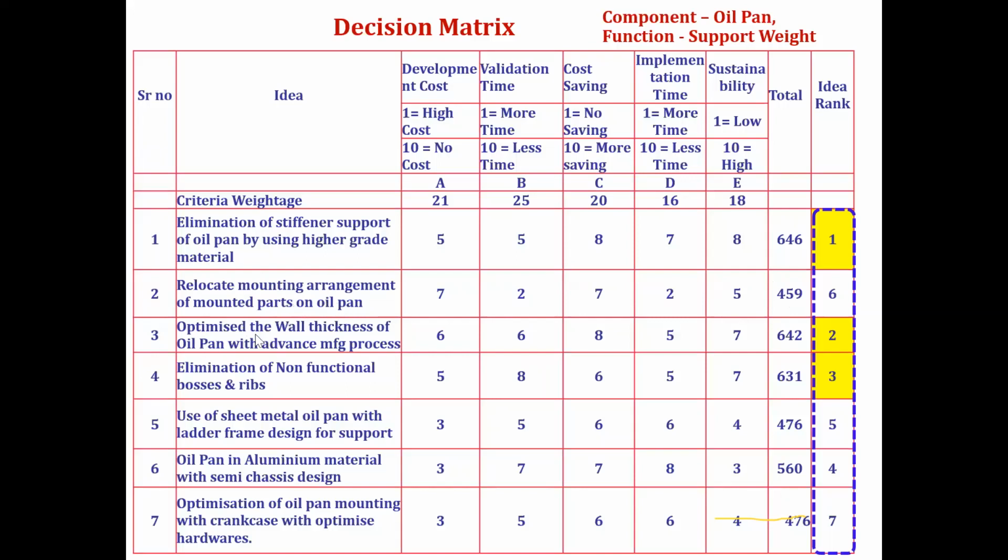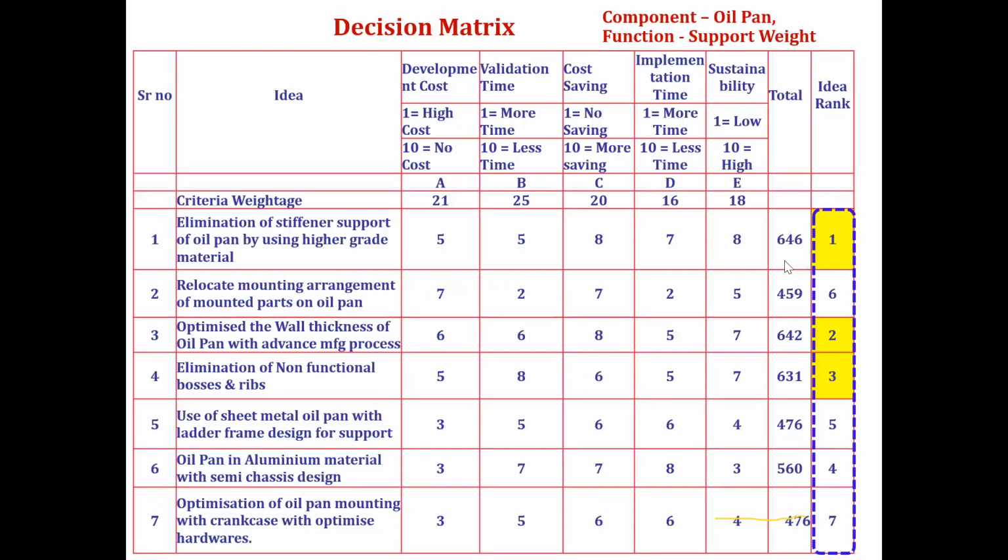And for optimizing the wall thickness of the oil pan, going with the advanced manufacturing process, the team has given 6 points to development cost, 6 points to validation cost, 8 points to cost saving, 5 points to implementation time, and for sustainability 7 points. The same procedure is repeated here, and you need to repeat it for all the ideas, and select the best ideas having the highest points.